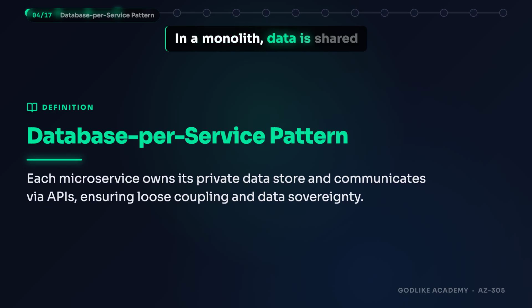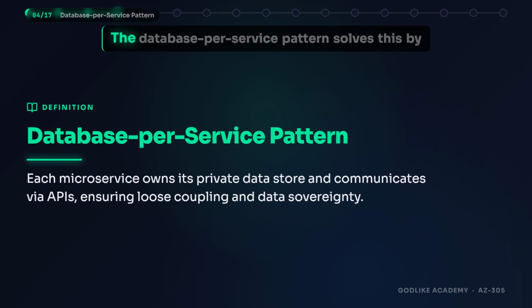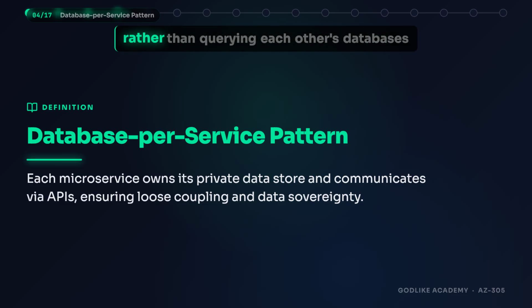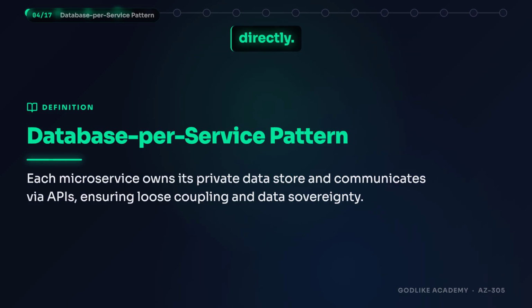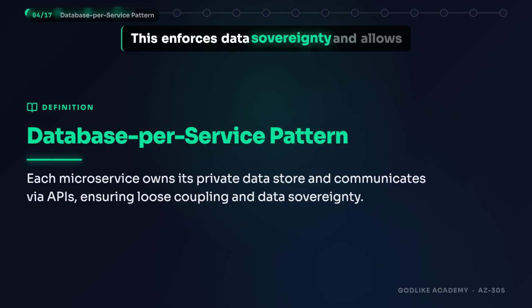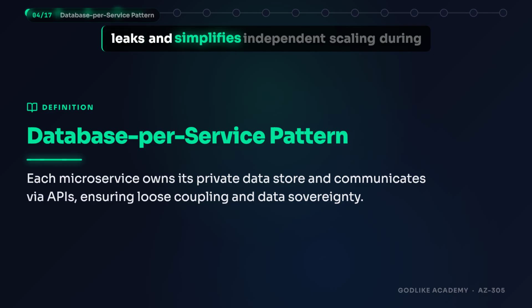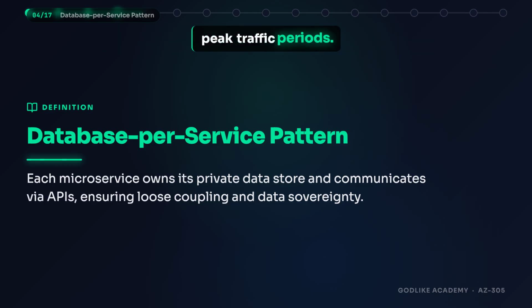In a monolith, data is shared via a single database, leading to tight coupling and deployment conflicts. The database per service pattern solves this by ensuring each service owns its private data store exclusively. Services interact strictly via REST APIs rather than querying each other's databases directly. This enforces data sovereignty and allows you to choose Postgres for relational orders or Cosmos DB for flexible product catalogs. Implementing this correctly prevents cross-service data leaks and simplifies independent scaling during peak traffic periods.